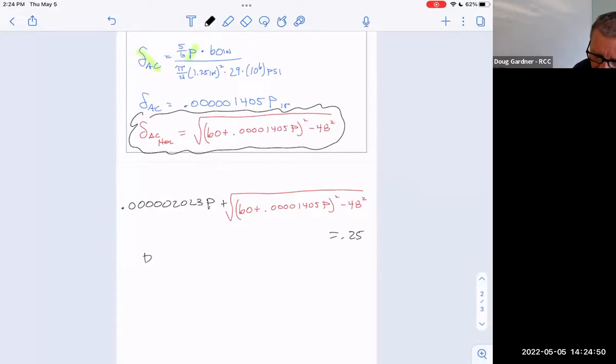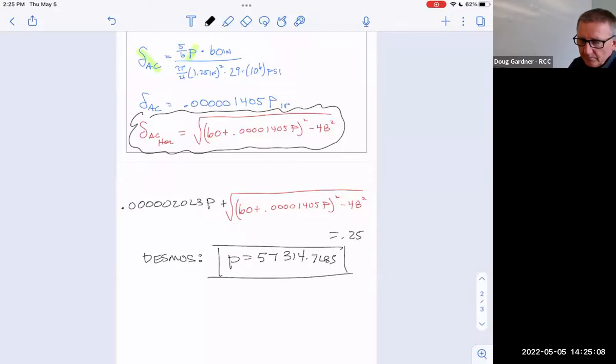So I'm going to write here Desmos and say P equals 57,314.7 pounds. Of course, that's going to be in the back of the book as 57.3 kips, right? But that's not a super important question to me. But the concept that you can have something at a couple of angles and pull on it and have to deal with the complexity of that is a thing.